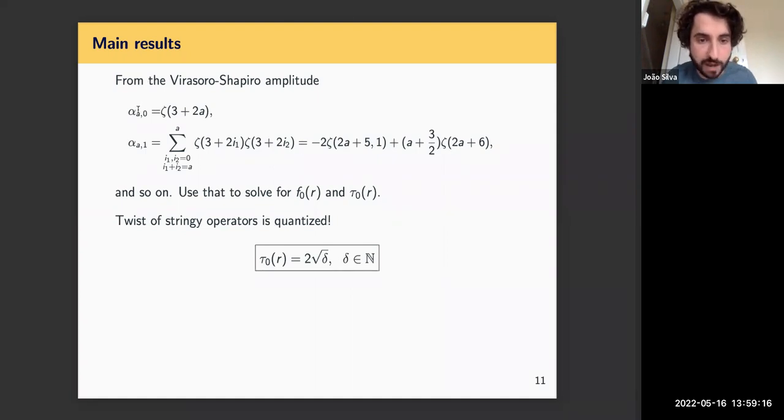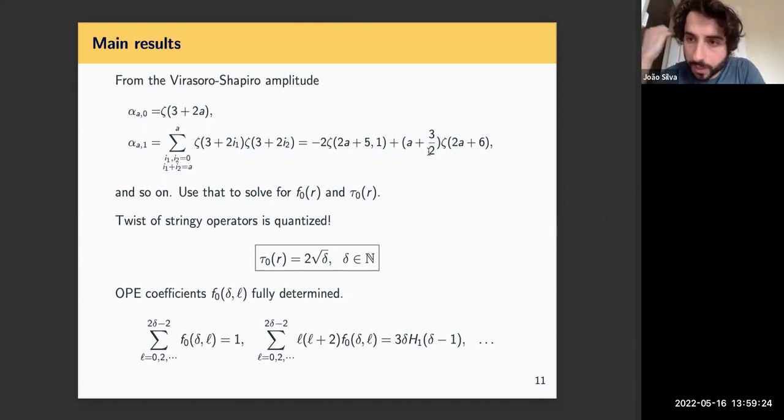Okay, so we plug these alphas in and we use them to solve for F0 and tau 0. What are our results? One result is that the twist of the stringy operators is quantized. So the stringy operators cannot have any twists. Their twists must be equal to 2 square root of delta times lambda to the power of a quarter, where delta belongs to the natural numbers. This will follow from our dispersion relations. And furthermore, the OPE coefficients F0, we can also determine all of them, and they will obey a set of equations that I will show you.